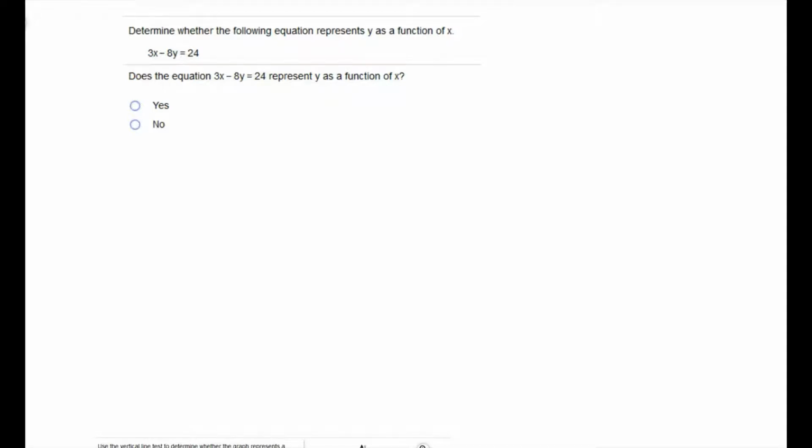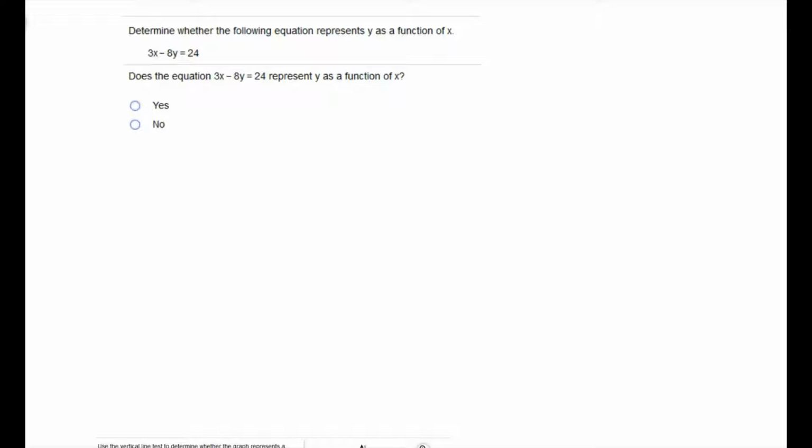Our next question says, determine whether the following equation represents y as a function of x. So does this equation, 3x minus 8y equals 24, represent y as a function of x?